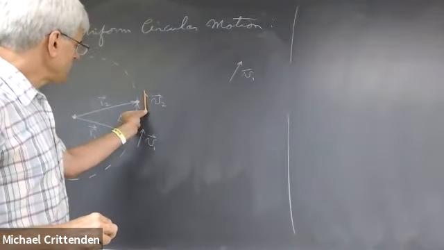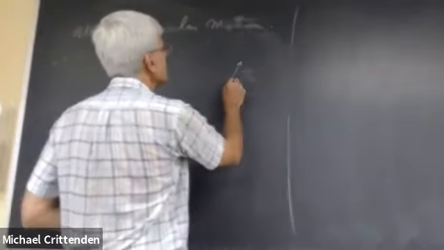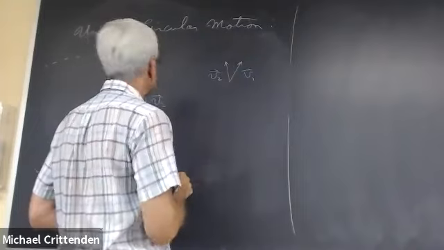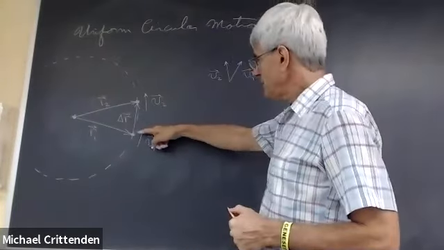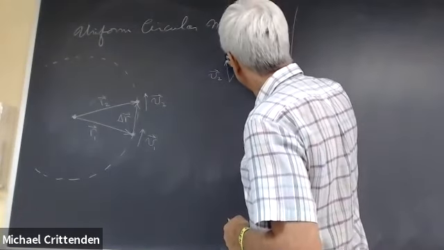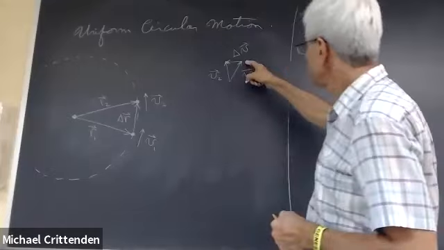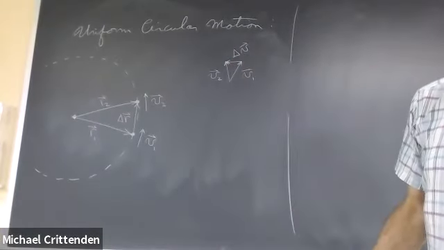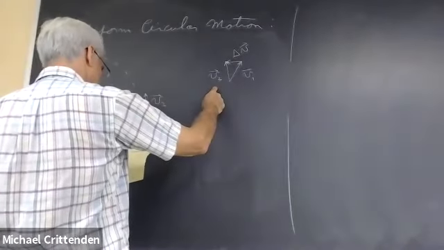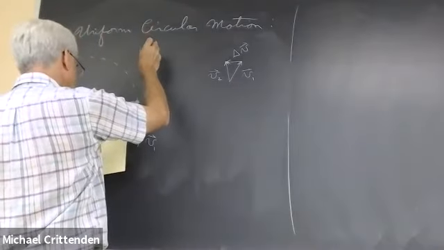Same thing with V2, parallel displacement. We're just gonna do that. So just as delta R points from the tip of R1 to the tip of R2, delta V points from the tip of V1 to V2.